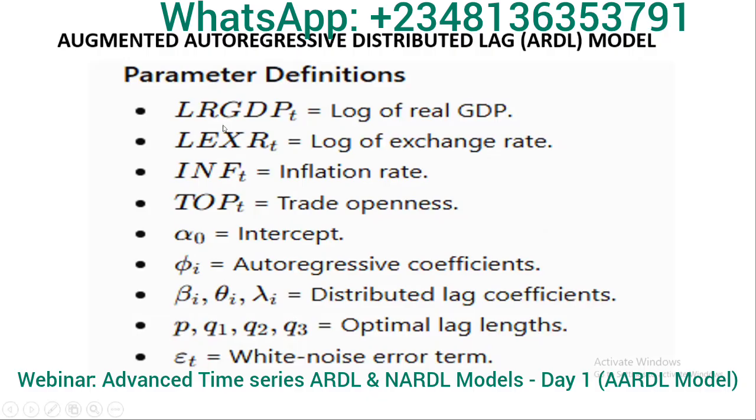So here are the definitions of the parameters, as defined before. You can see we have the log of real GDP, the log of exchange rate, inflation, and trade openness. You can see that inflation and trade openness are not in log. Why? Because they are in percentage. Variables in percentage should not be logged. So we have the intercept, then we have other things.